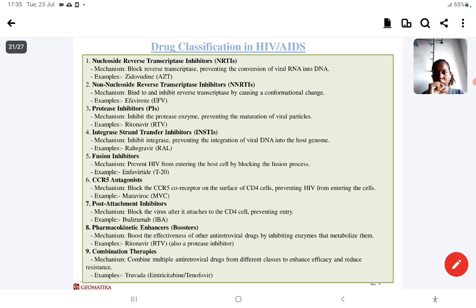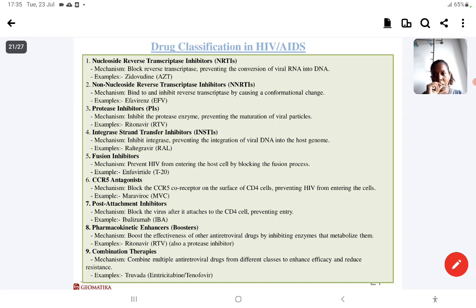So the first one will be the nucleoside reverse transcriptase inhibitor. The mechanism is that it blocks the reverse transcriptase and prevents the conversion of the viral RNA into DNA. The example drug will be zidovudine, AZT. And the non-nucleoside reverse transcriptase inhibitor, NNRTI. The mechanism is that it binds to and inhibits the reverse transcriptase by causing a conformational change. So the example will be efavirenz.